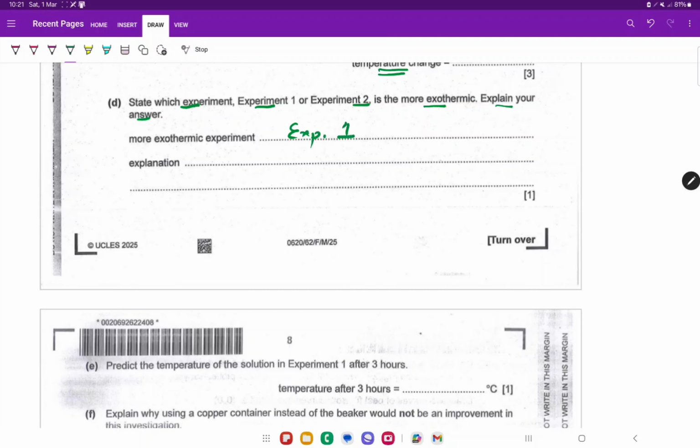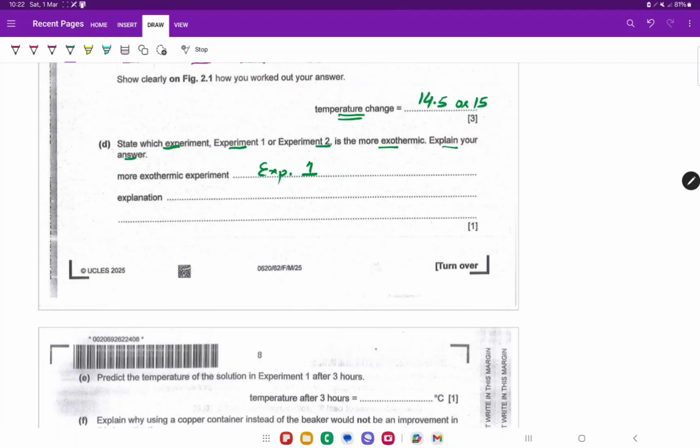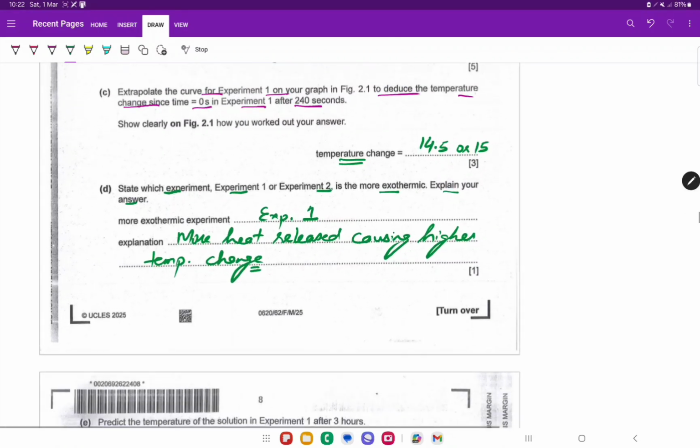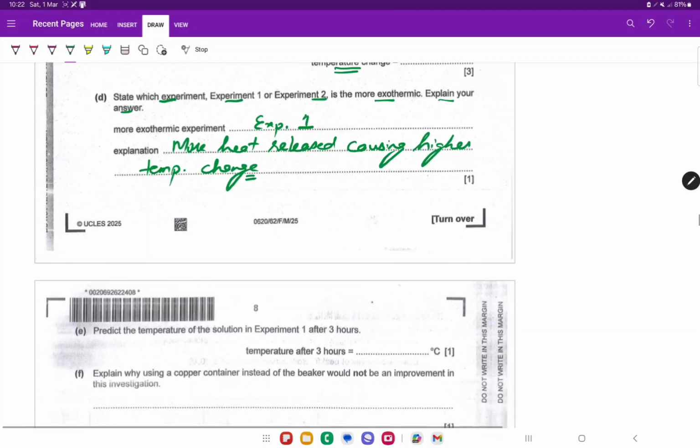Explanation is why it is more exothermic. Exothermic reactions are those reactions in which heat is given out. So it is more exothermic since more heat is released, and that is visible by the help of higher temperature change. More heat released causing higher temperature change. So we can see in this reaction, experiment 1, the temperature change is higher, therefore we can say it is more exothermic, more heat is released.